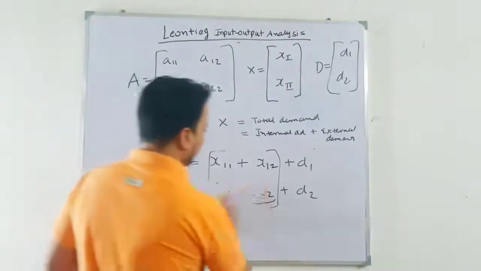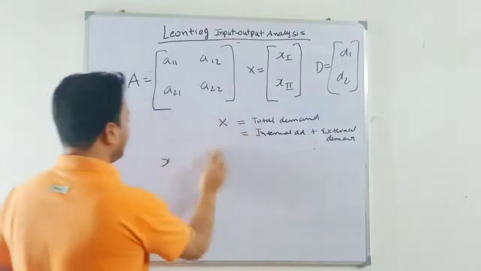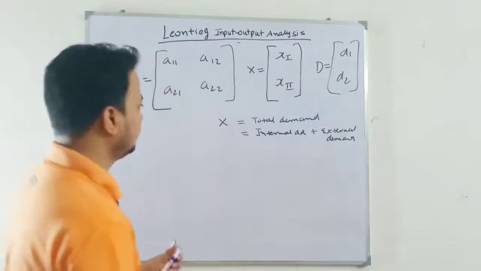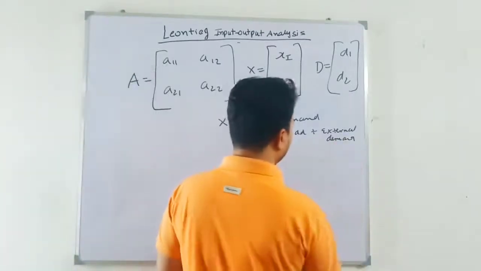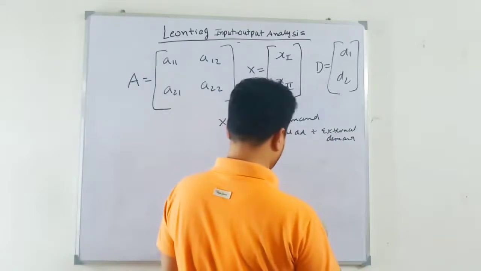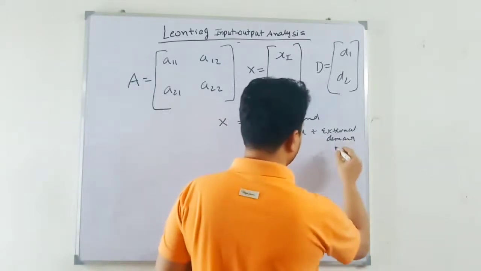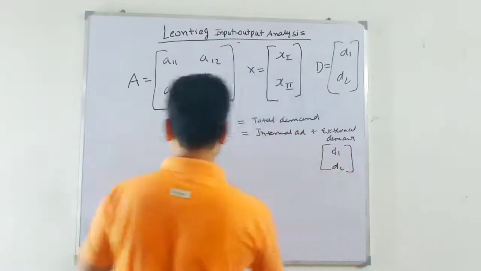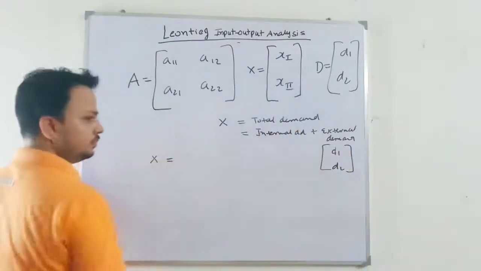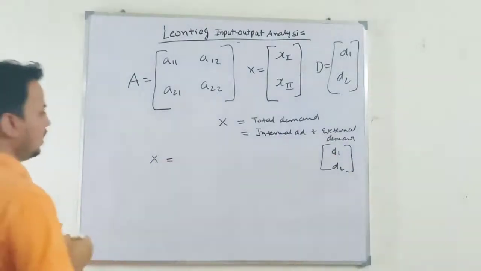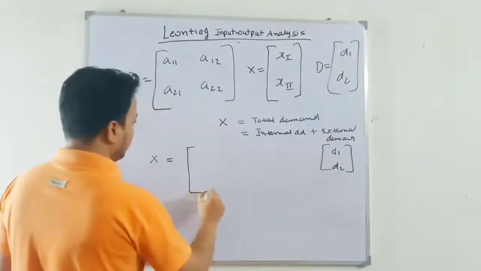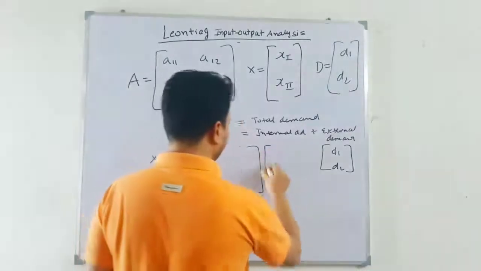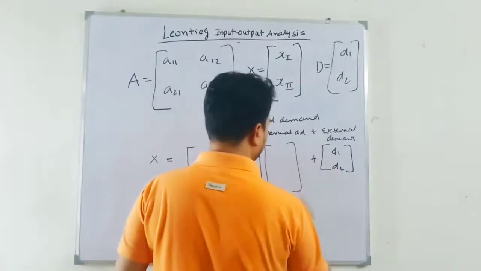Next we have to know how we can solve this problem. So we know X. In place of external demand we will write d1, d2. So X, total production, equals this, which is your part of internal demand, whatever will be here, plus your external demand.